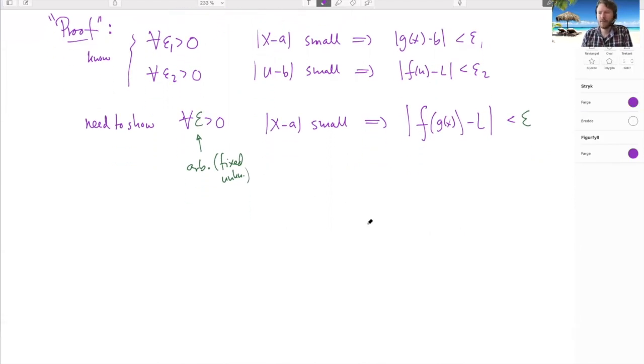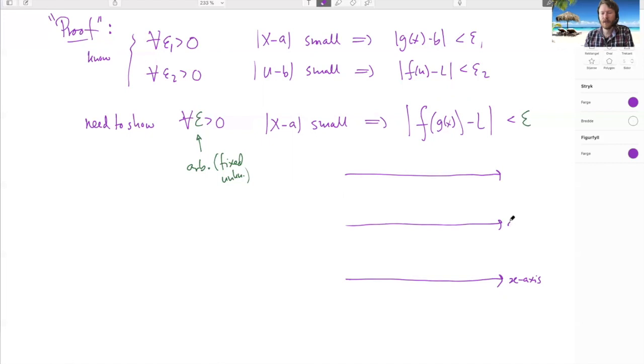Now, in this proof, what really is a challenge is to keep track of all the bookkeeping. So I can make a figure here to help you out. You basically have three axes involved. You have the x-axis, where g takes its input. Then you have the u-axis, where f takes its input. And then let's call it the y-axis, where f gives its output. Down on the x-axis, you have your point a, and on the u-axis, you have your point b, the value of g, and up here, you have your L, the value of f.